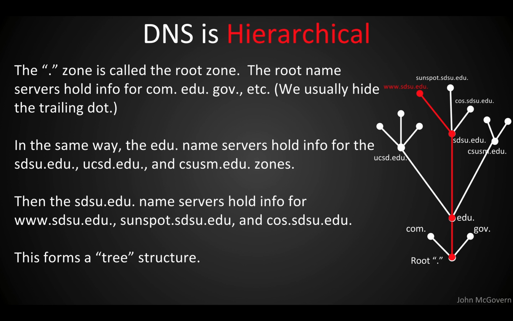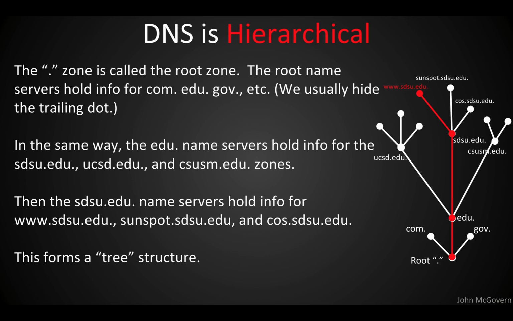DNS is hierarchical. This means that in DNS, basically, there's a zone that's at what we call the trunk of the tree structure, and we call it the dot zone. Now the dot is typically hidden, so you don't go to www.google.com dot. You typically just hide that trailing dot. But when we're setting up a DNS server, we refer to that as the dot zone. And that dot zone holds what we call the root information for all the other zones.